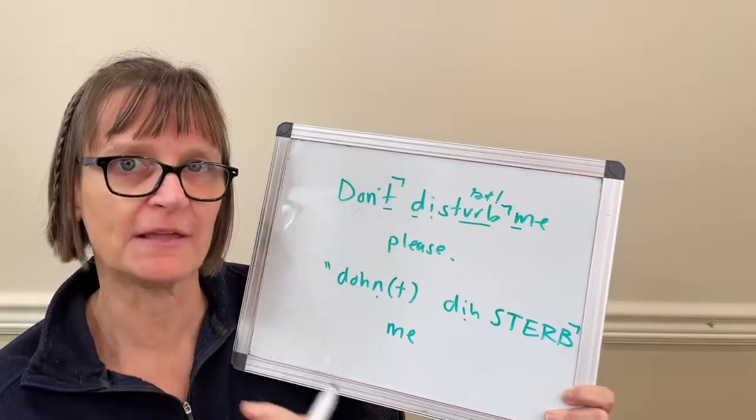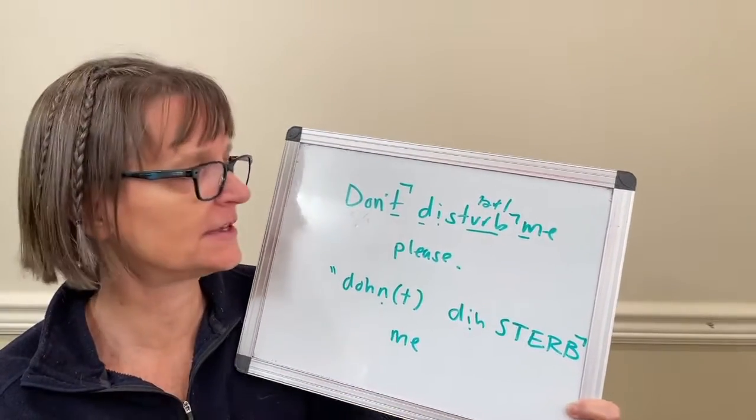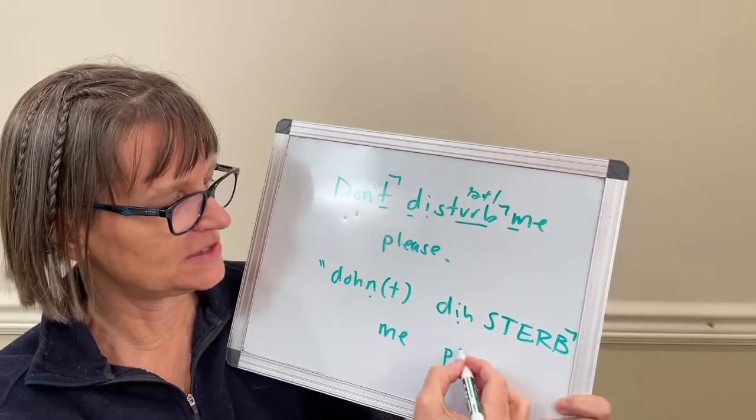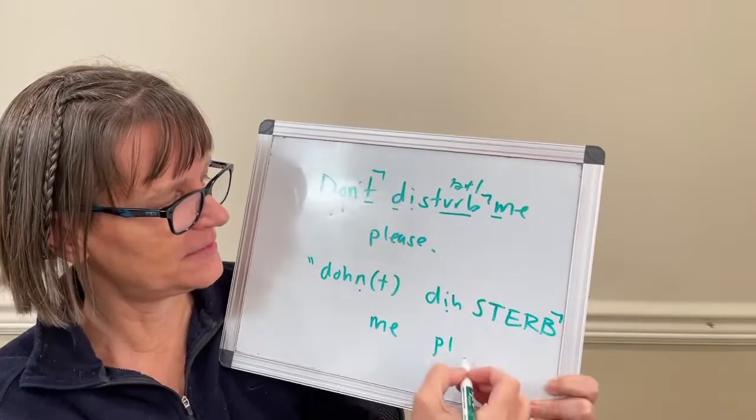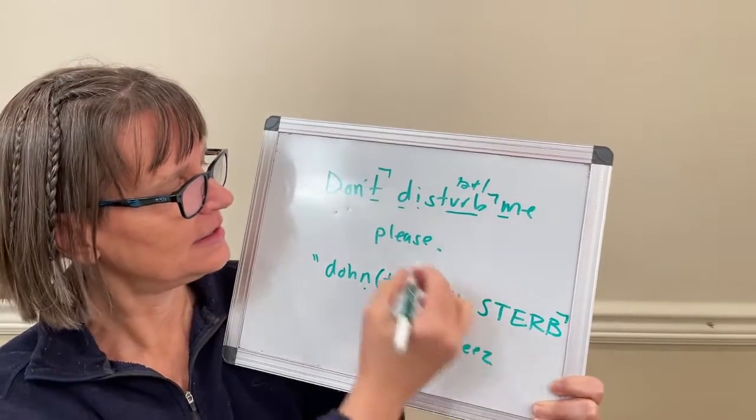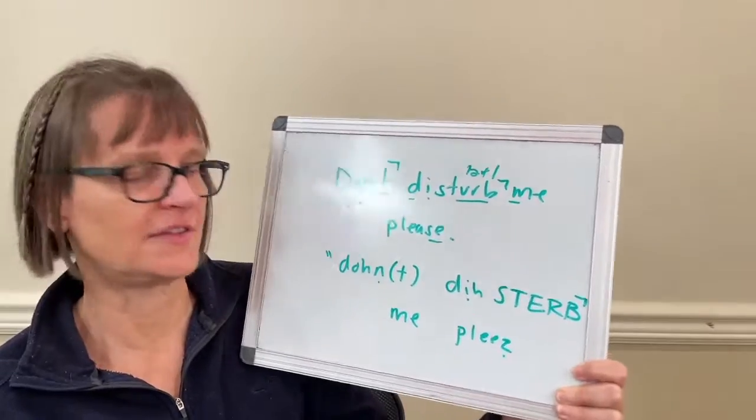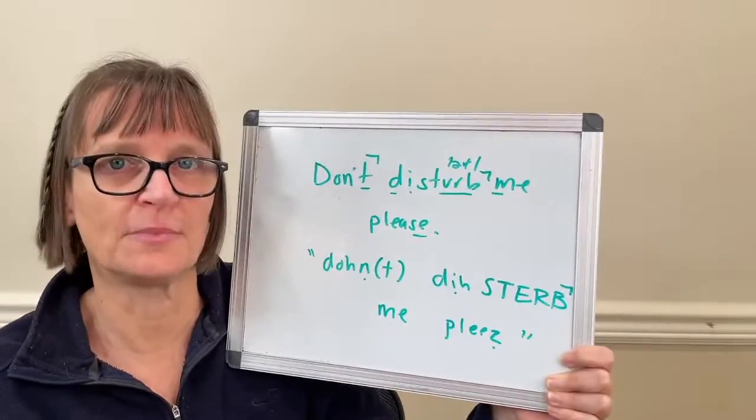Don't disturb me, please. Don't disturb me, please. And then please is just the E, tense E sound. Letters SE say the Z sound at the end of that. Don't disturb me, please.